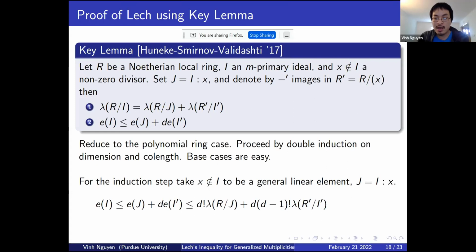Okay, so then we're going to use the first part of the lemma here, and the colength of J and I prime add up correctly. So we get d factorial times the colength of I. So this is a quick and dirty proof of Lech's original inequality that uses the key lemma. And basically the steps in this proof are essentially what we also do for mixed multiplicity and Buchsbaum-Rim multiplicity.